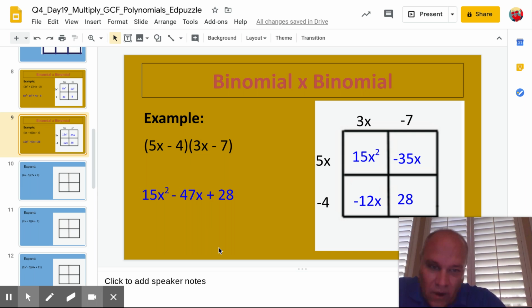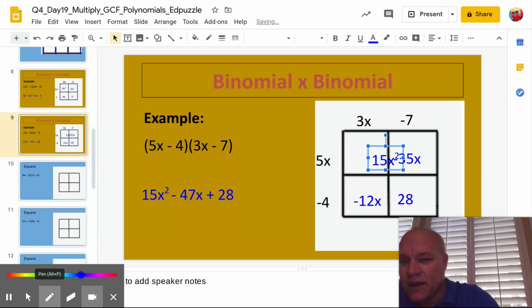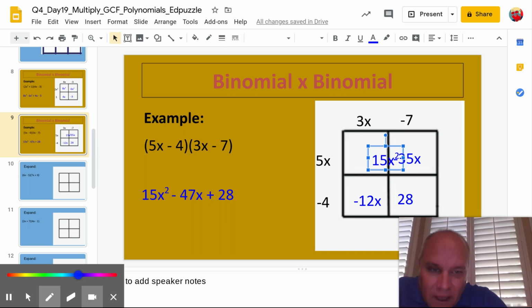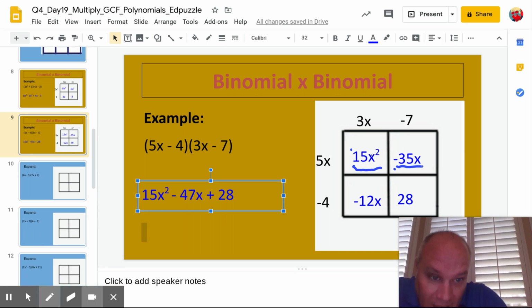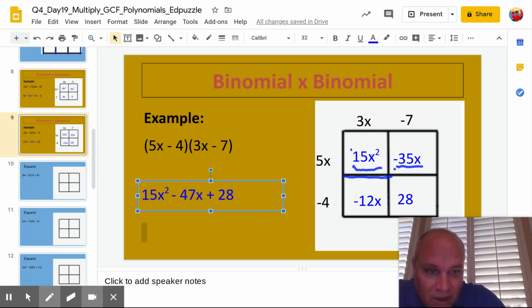All right, so first generic rectangle, upper left box is going to be 5x times 3x. Well, 5 times 3 is 15. X times x is x squared. So that's how we get the 15x squared. Then we multiply 5x times negative 7 is the negative 35x. Then 3x times negative 4. Do you see how this 3x is right here? This 3x, for this rectangle, it's the length. So 3x times the negative 4 gets us the negative 12x.